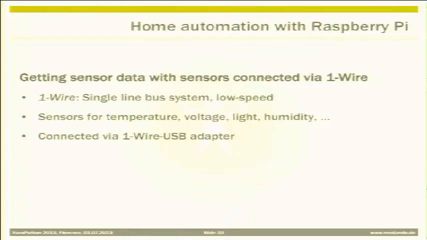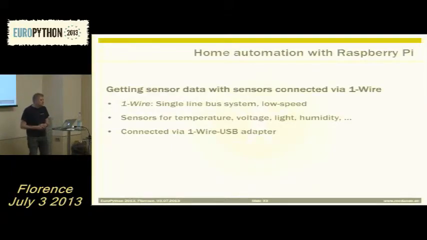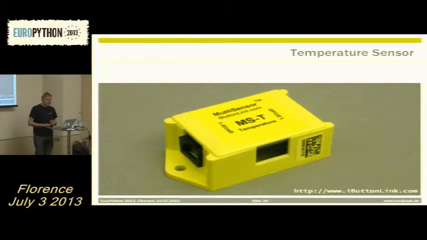There are many sensors on the market which implement the one wire interface in hardware, for example for temperature, voltage, light, humidity, and so on. And if you can connect it, you can connect from one wire to the laptop or to Raspberry Pi via a USB adapter. An example temperature sensor that I'm using looks like this.